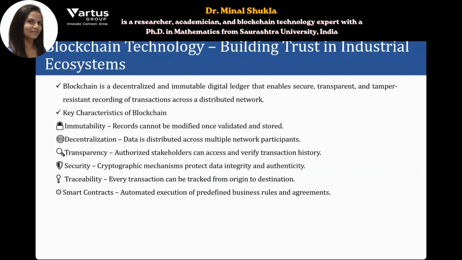Transparency: authorized stakeholders can access and verify transaction history. Even if I don't have an account, I can verify which types of transactions are going on, right? Security: cryptographic mechanisms protect data integrity and authenticity. Traceability: every transaction can be tracked from origin to destination. Smart contracts: automated execution of predefined business rules and agreements.